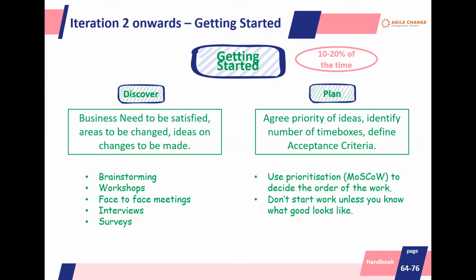It's also important to make sure that we don't start any work without understanding what good looks like. So it's really important to not only prioritise the work, but understand what the acceptance criteria for each piece of work is. You don't want to do a piece of work and then not know what criteria it's going to be tested against or reviewed against.